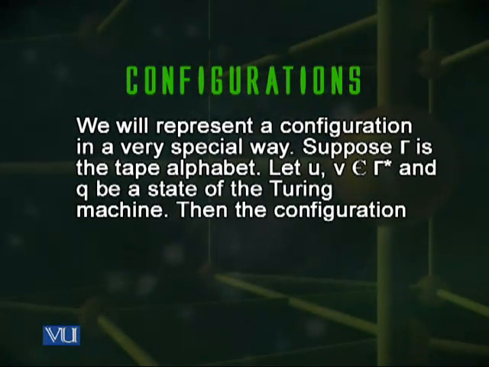Suppose gamma is the tape alphabet, and let's say U, V are two strings in gamma star, and Q is the state of the Turing machine. Then the configuration U, Q, V denotes the following.